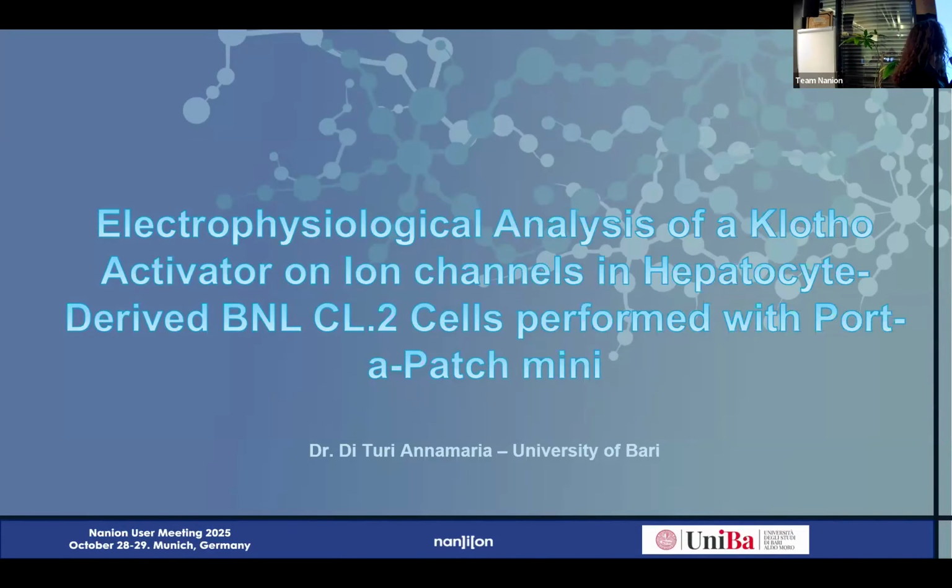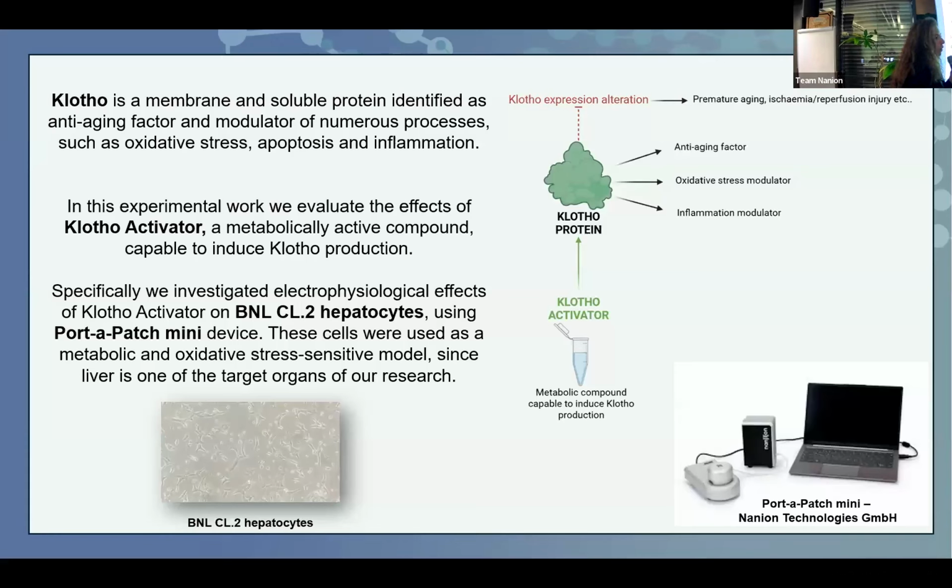Today I'm going to talk about the BNL CL2 hepatocytes and the action of Klotho activator on these cells, performed with the Port-a-Patch Mini device by Nanion. Klotho is a membrane insoluble protein, which is an anti-aging factor and also a modulator of oxidative stress and inflammation.